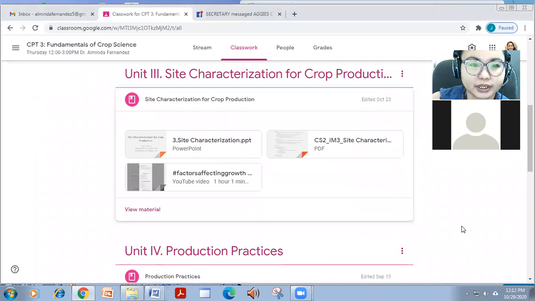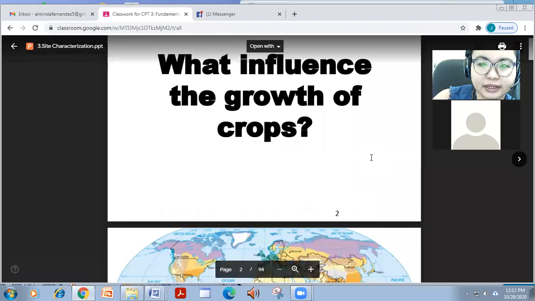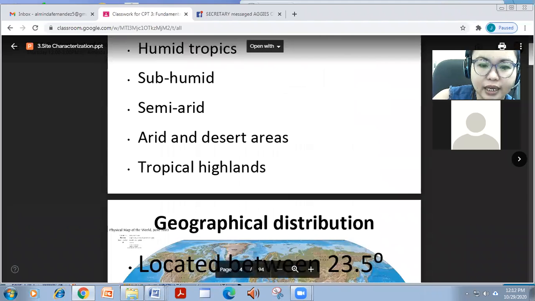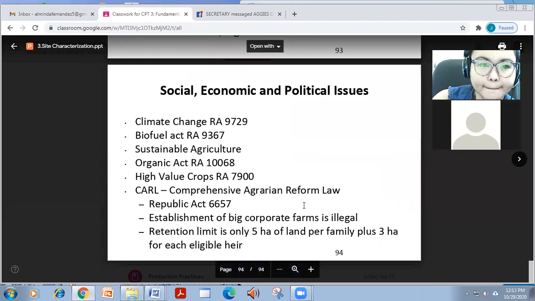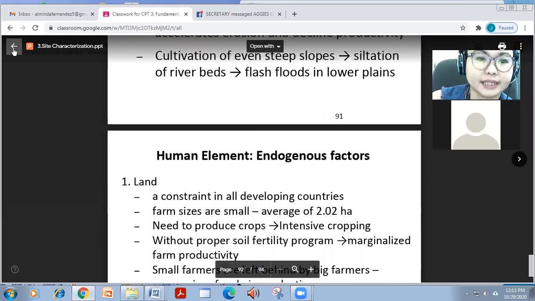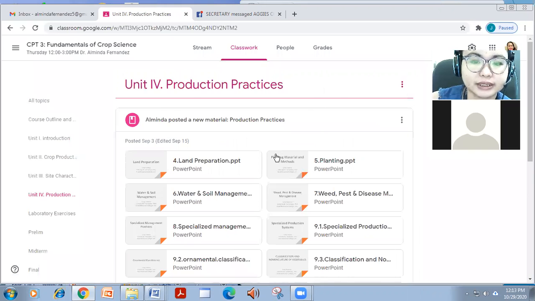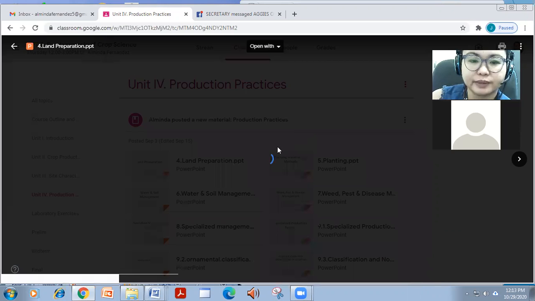Last time, we were done with Unit 3, which is the factors affecting growth. I have a video here for you to watch about the site characterization up to the different factors that affect plant growth. We are now on Unit 4, which is production practices, and we will start with land preparation.